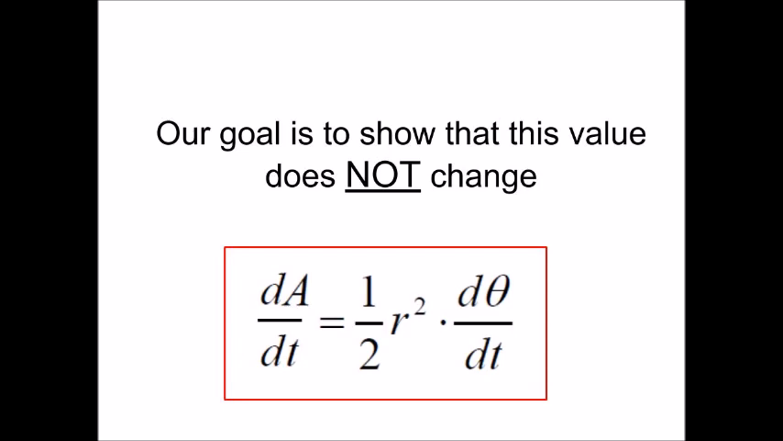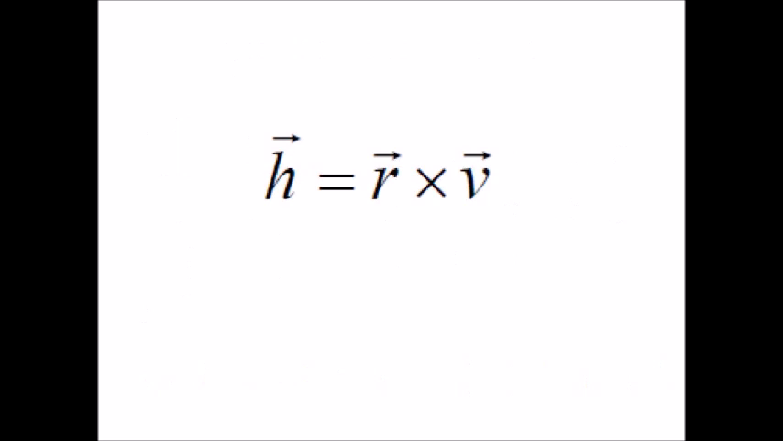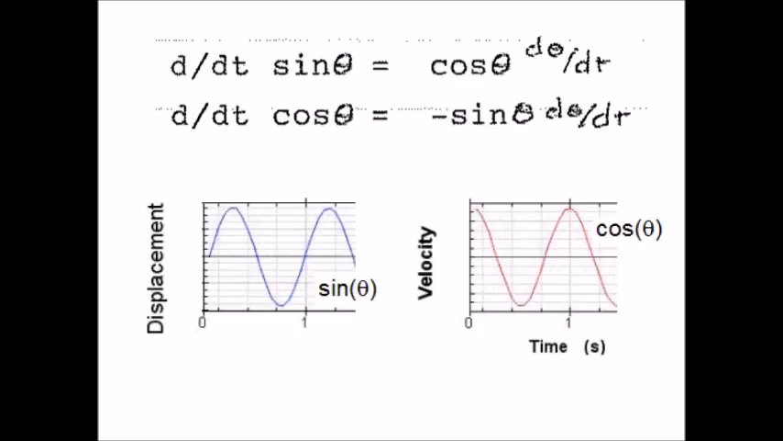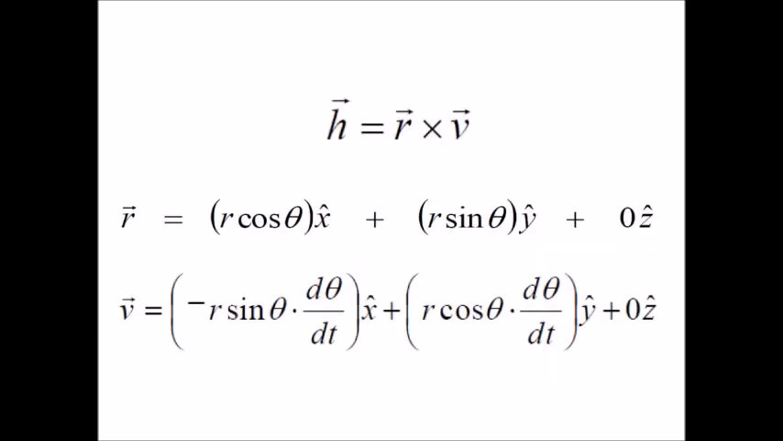But first, we need to switch from polar coordinates to cylindrical coordinates, which are pretty darn similar, but in 3 dimensions. Why 3 dimensions? Because of our old friend h. h is a cross product, and cross products need 3 dimensions. Hold on. This is how we find r. But what about v? Can we find an expression for v? This takes some calculus. Calculus with trigonometric functions, which does not scare us one bit.